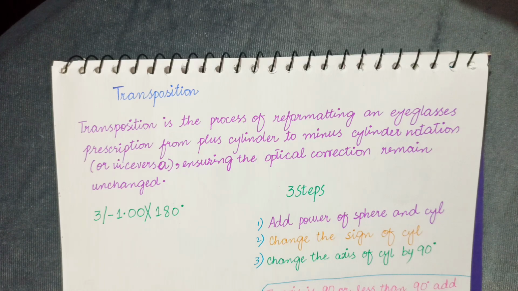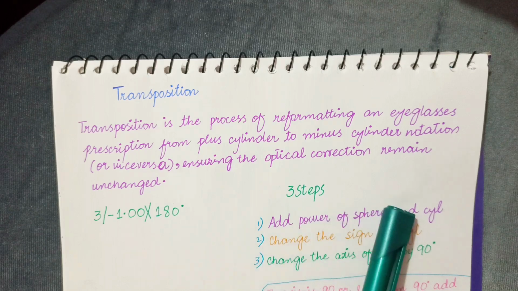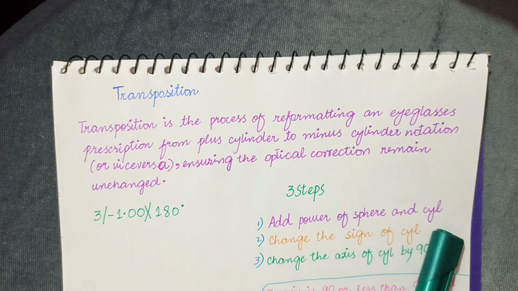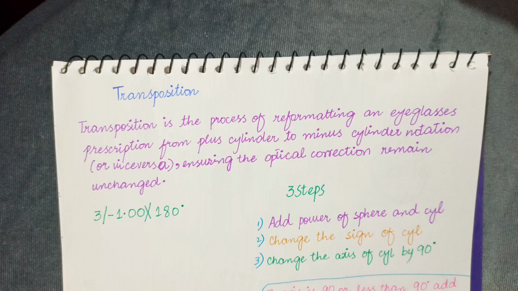You can simply convert the power you have gotten of cylinder from plus to minus and minus to plus, and in this way the prescription will remain the same, meaning the optical correction will remain unchanged, only there will be a minor change in prescription and the patient will feel adapted to it. There are three easy basic steps to do the transposition. Add power of sphere and cylinder. Change the sign of cylinder and change the axis of cylinder by 90 degrees.